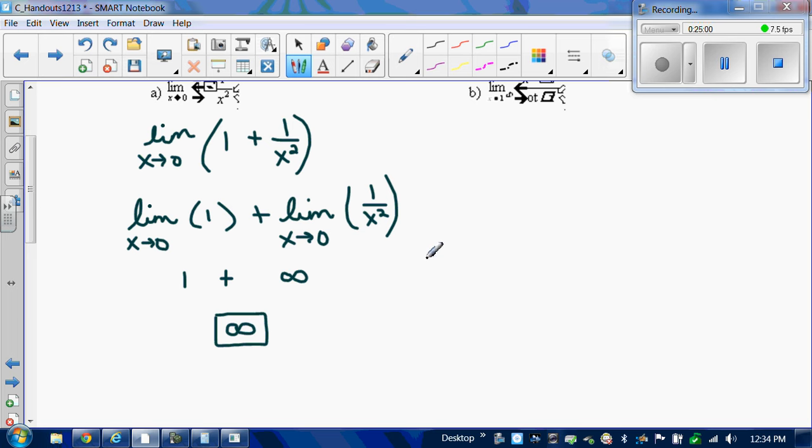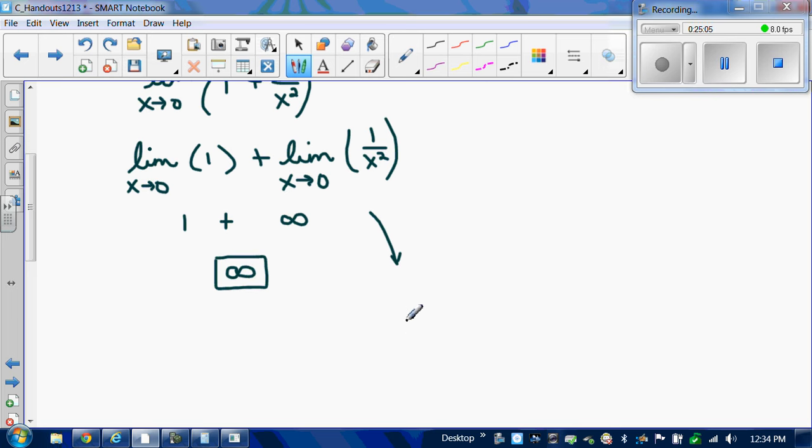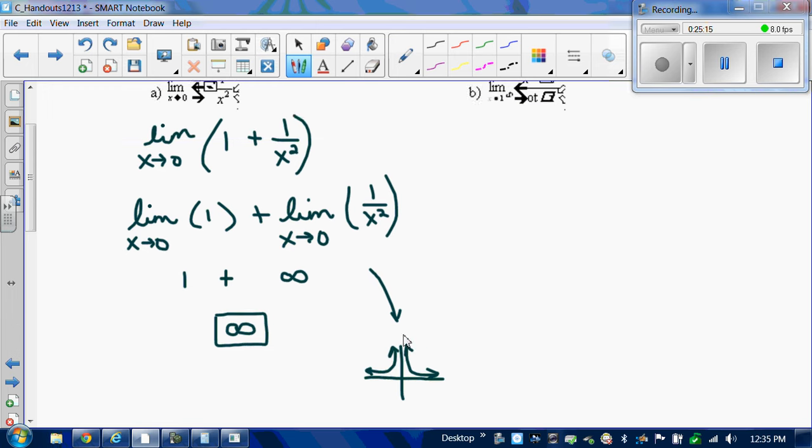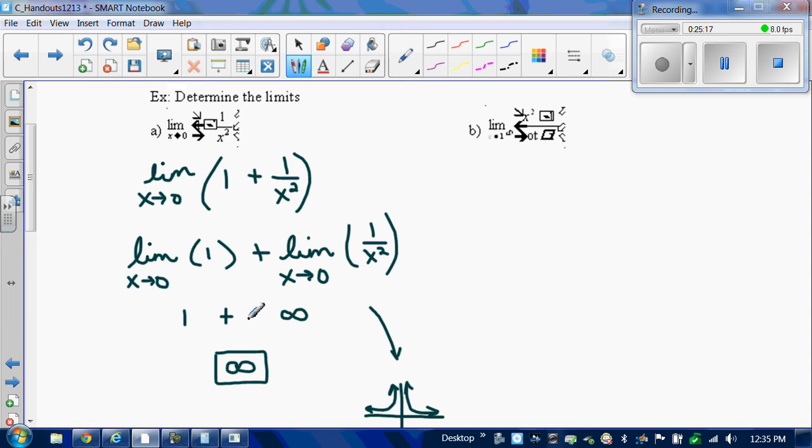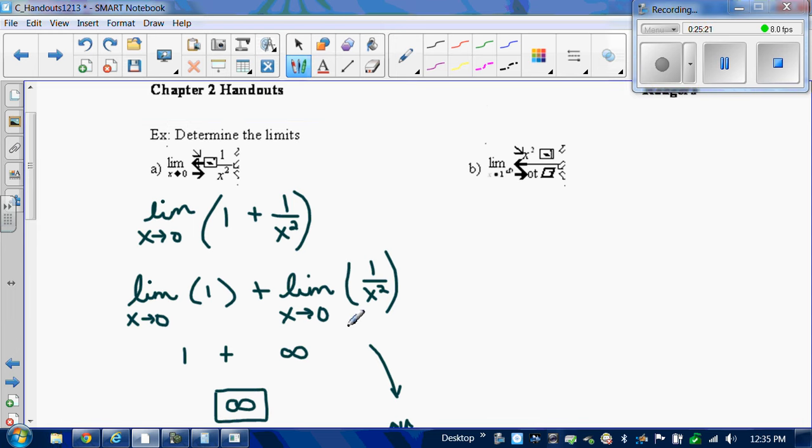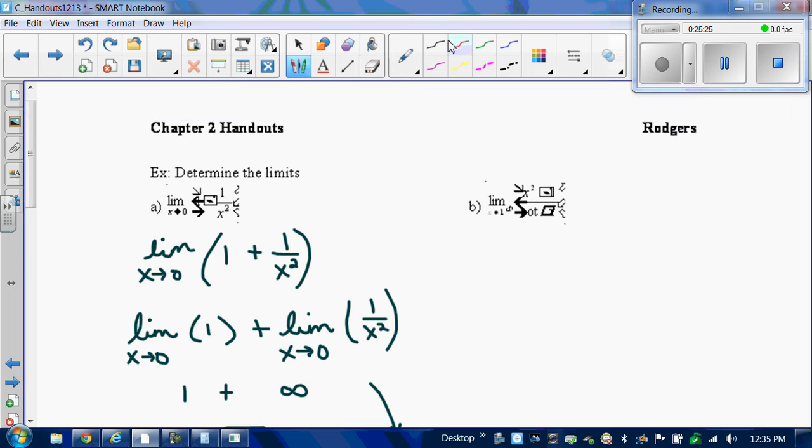If you don't remember the picture of that, it is this. Good? Alright. And 1 plus a very large number is going to be a very large number, so it's infinity. Okie doke. The next one says, what does it say?